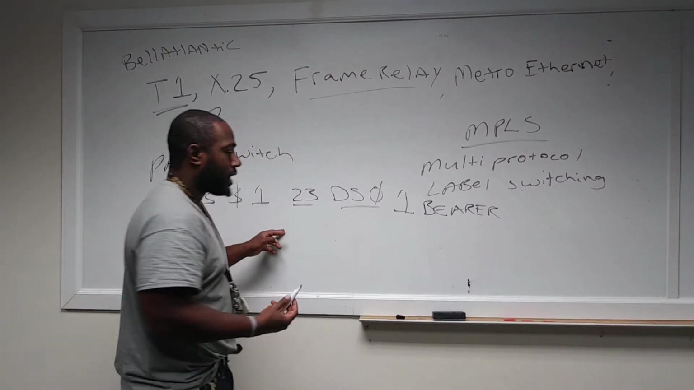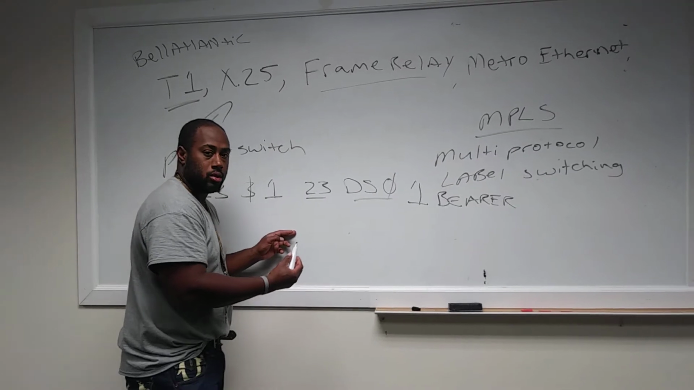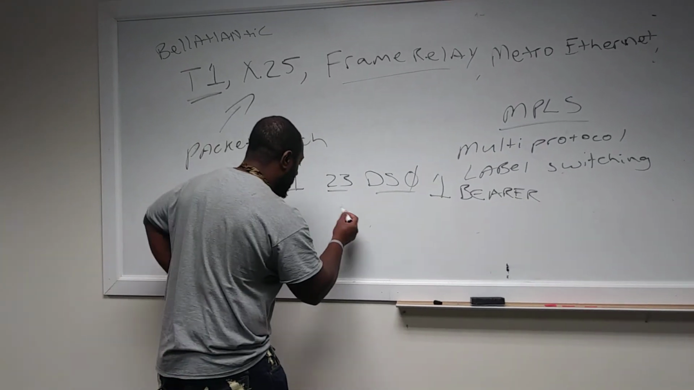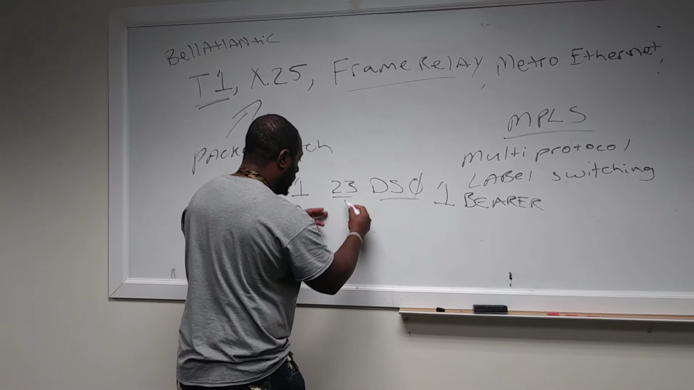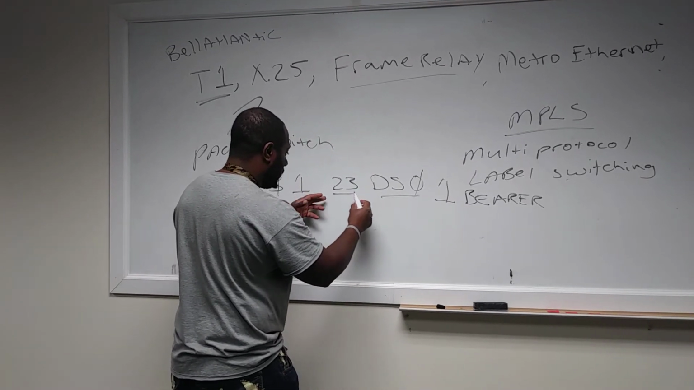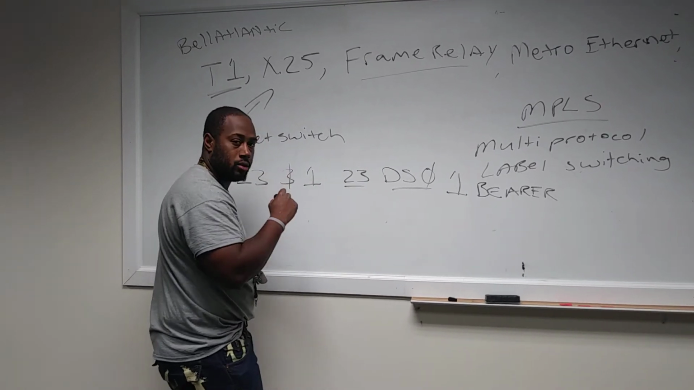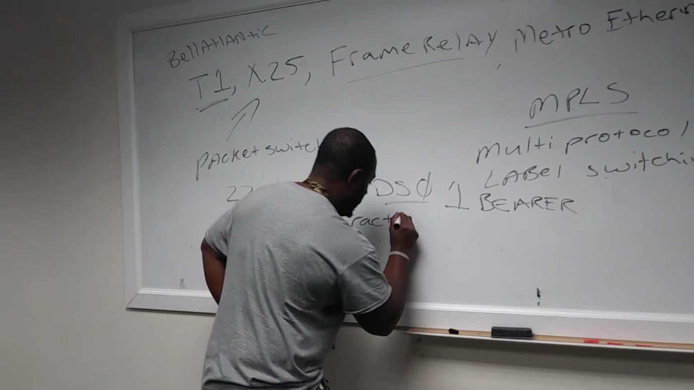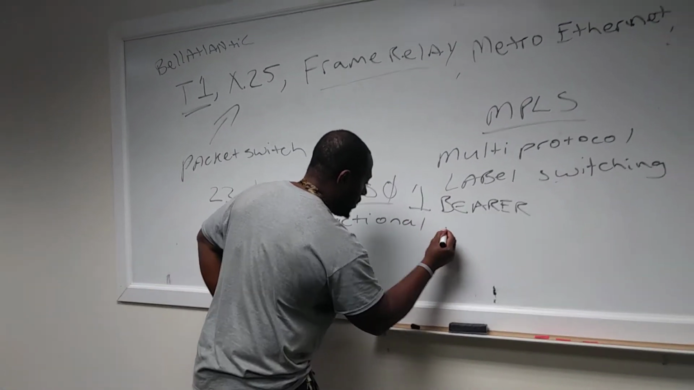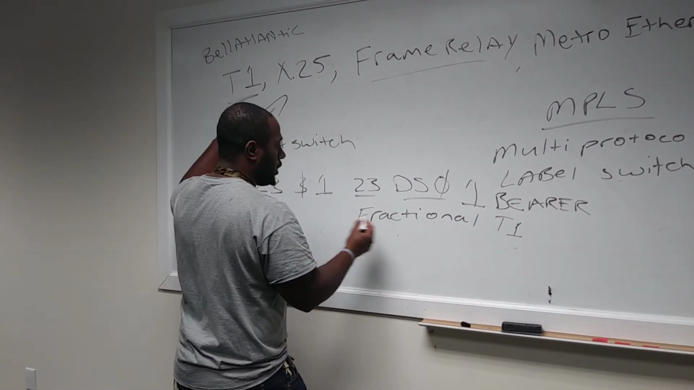Now, you also have the concept of what is called a fractional T1. A fractional T1 was multiples of 23 DS0 channels. So your company could have a T1 or a fractional T1.